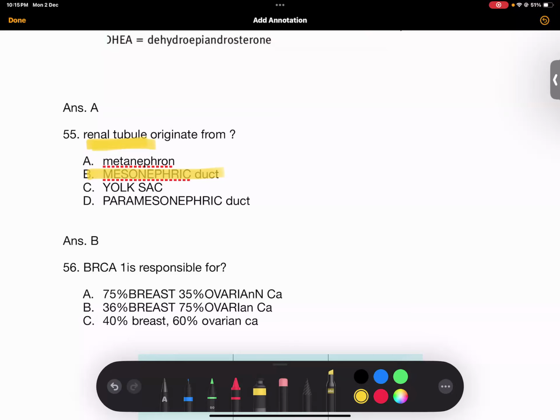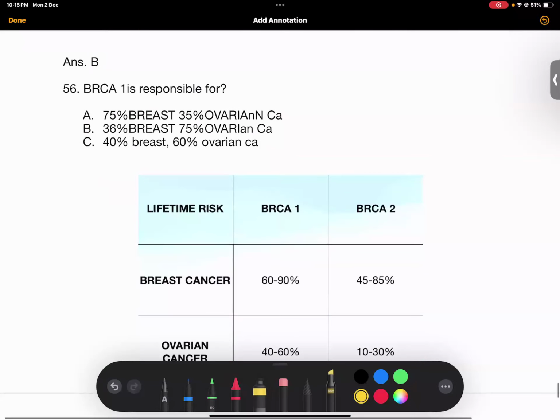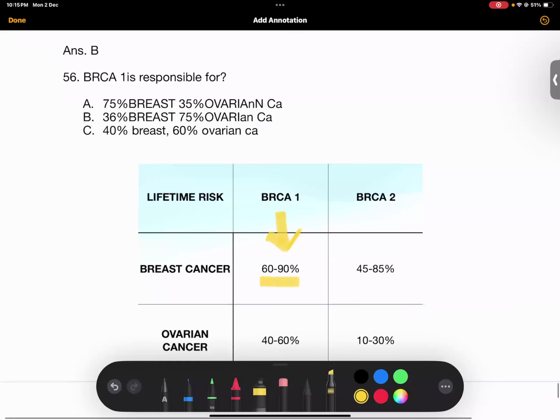So you need to remember the percentages. These two percentages are very important in BRCA1 and BRCA2. BRCA1 is breast cancer 60 to 90%, ovarian cancer 40 to 60%. BRCA2 is less than BRCA1: breast cancer 45 to 85%, and ovarian cancer 10 to 30%. So just pick the option from these.